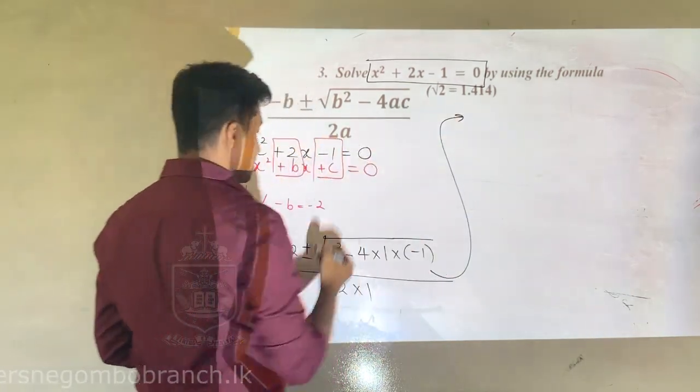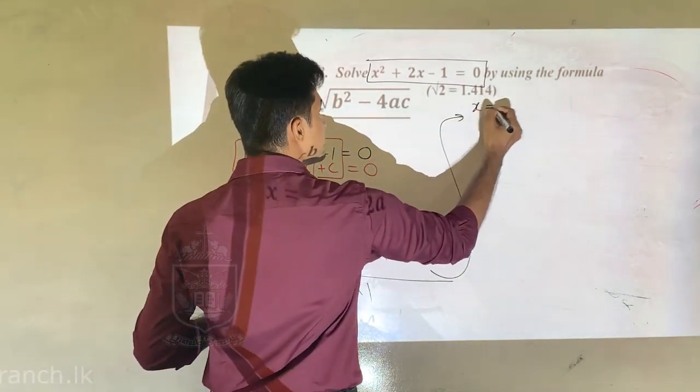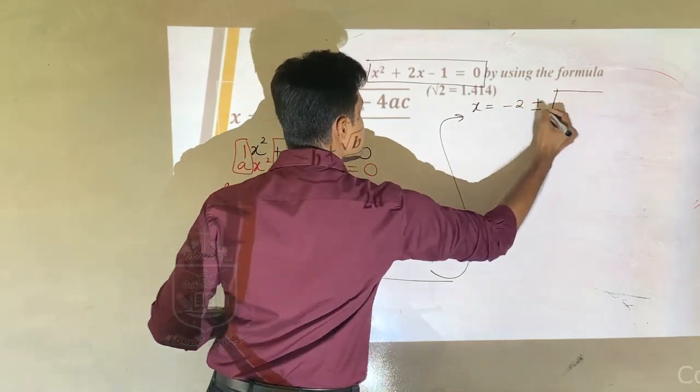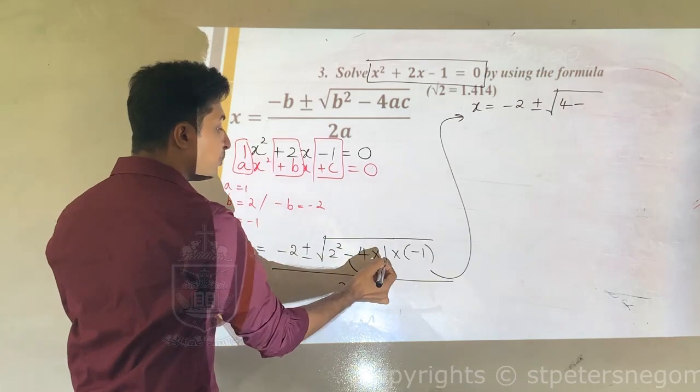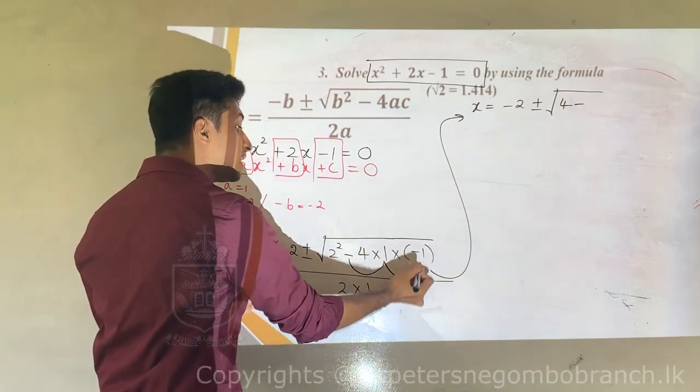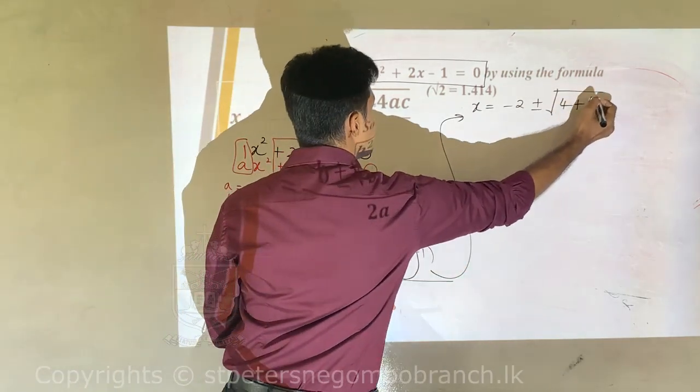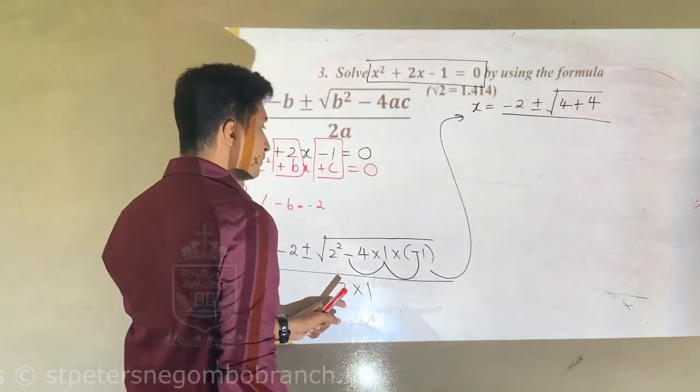Then the simplification. Then x equals minus 2 plus or minus inside the square root. 2 squared is 4. Minus into plus is minus. That minus into minus is plus. That is 4 plus 4 over 2.